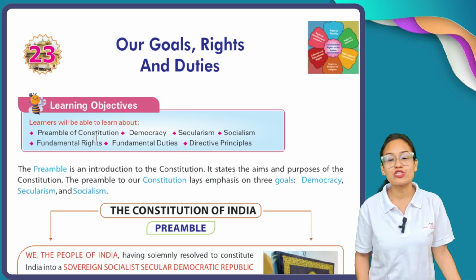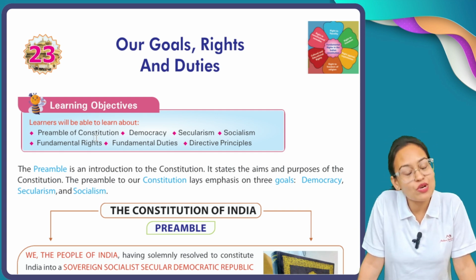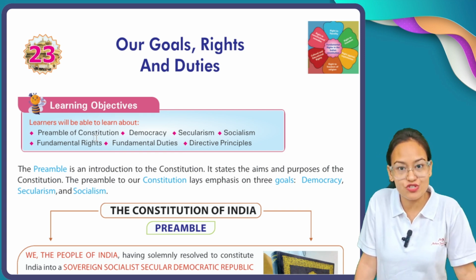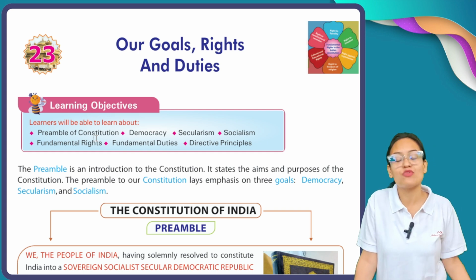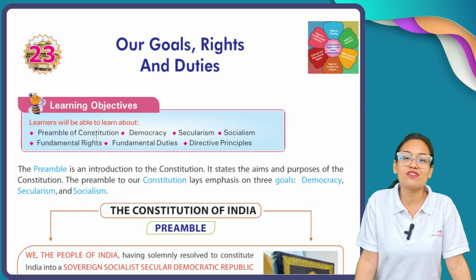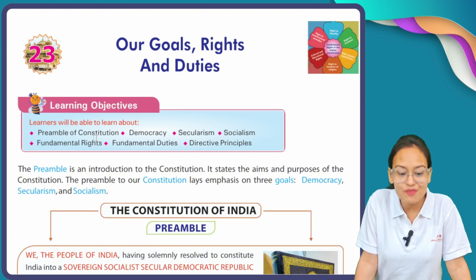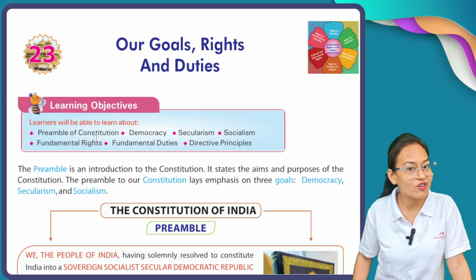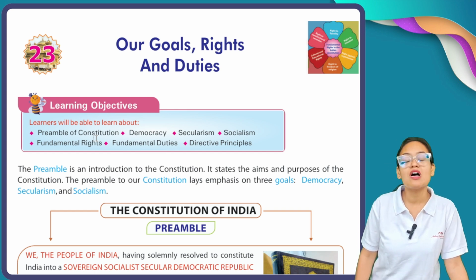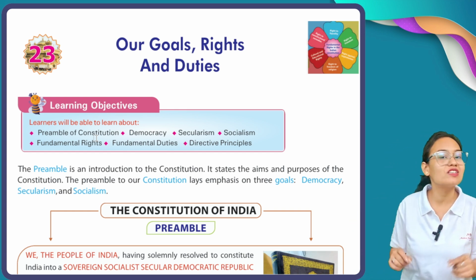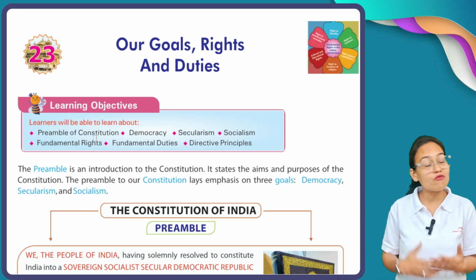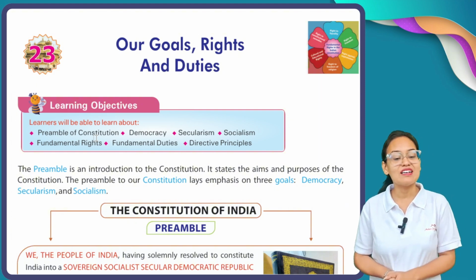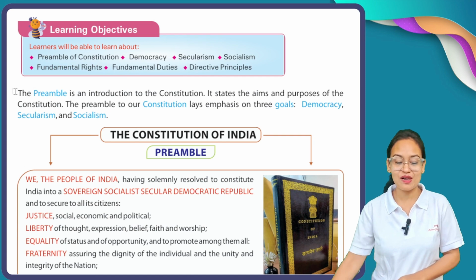In your previous chapters, we have seen religious books, which are completely devoted to a particular religion. Our constitution is a book which is completely dedicated to each and every Indian citizen. In this chapter, we are going to see many new terms like democracy, secularism, socialism, what our fundamental rights are which are written in our constitutional book, and what our fundamental duties are which we have to perform. Now, just come with me and start the chapter.